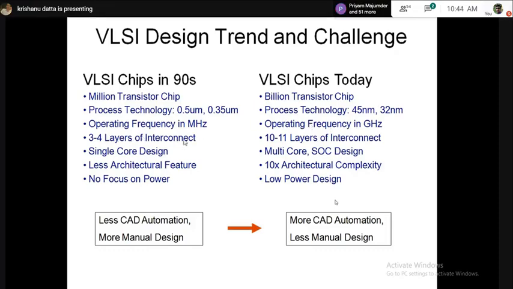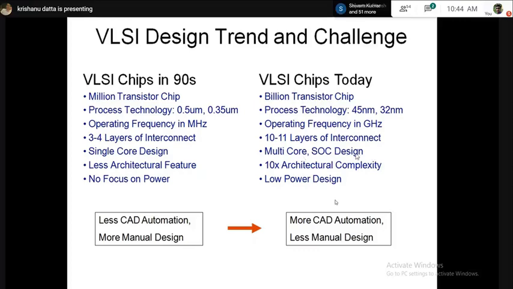Previously, it used to be 3-4 layers of interconnect wiring. If you remember, I showed you one silicon picture with metal 1, 2, 3, 4. They are various layers. Today, with so many transistors to connect, you have to go up to 10, 11 layers of interconnect. So that's where the complexity also increased. The next row is that it used to be always single core design till Pentium 4. Whatever processor came to market, all were single core. But today we talk about multi-core SoC design. Multi-core means many cores, like dual core, quad core, then 8 core, 16 core, 32 core, like that.